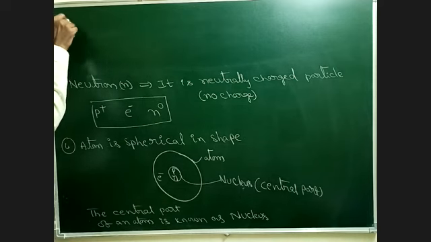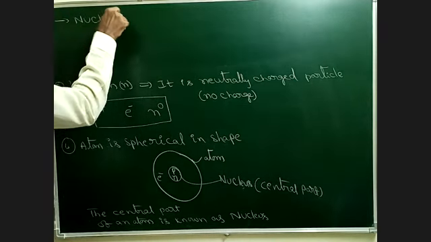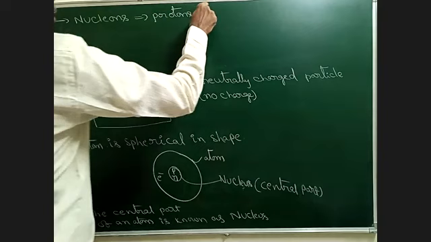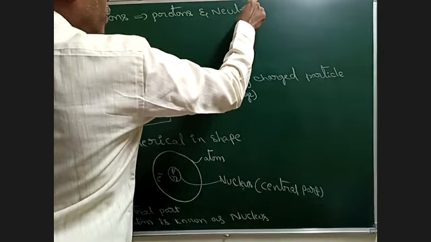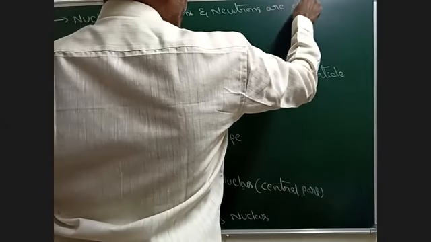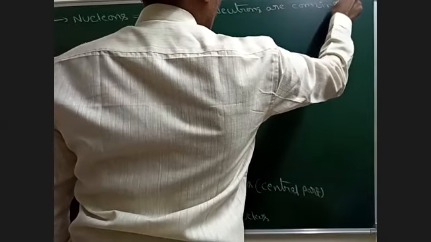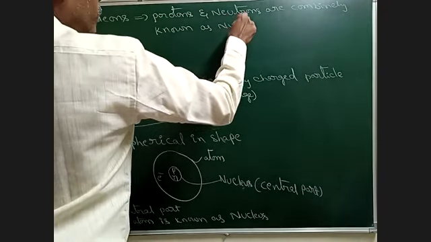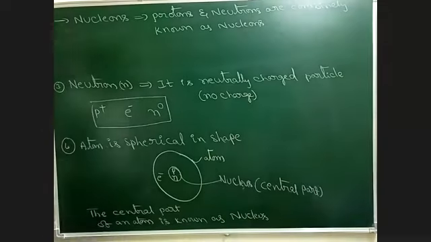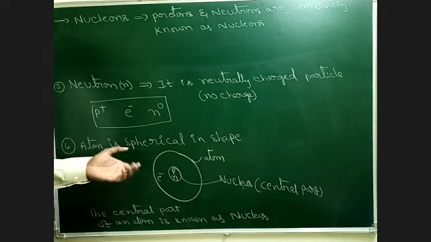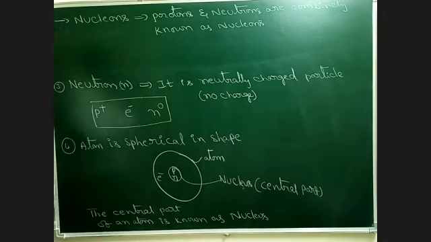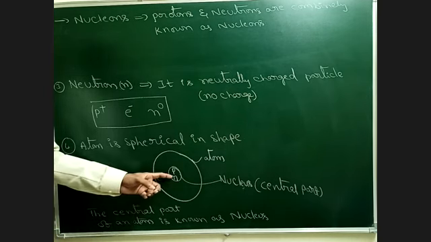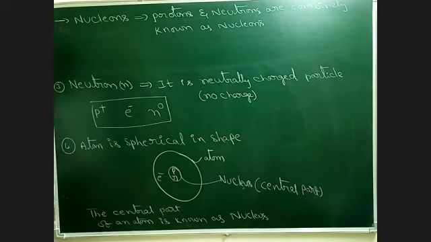Protons and neutrons are combinedly known as nucleons. Protons plus neutrons, nothing but nucleons. What are nucleons? Protons and neutrons. Why are they called nucleons? As they are present in the nucleus. Okay, next.